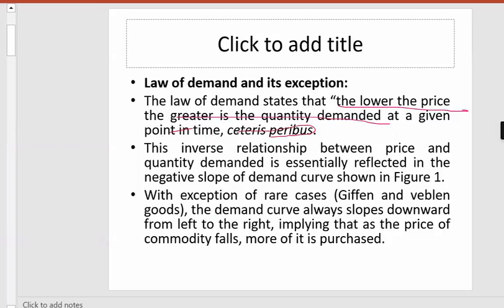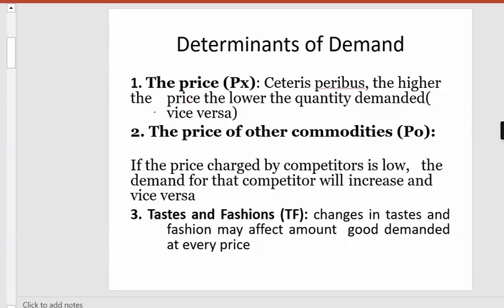That's how it is, ceteris paribus. If you hold other factors constant, price can affect demand. But if you don't hold the other factors constant, there are other factors that can affect demand. Tuliziona. For example, the price of other commodities, for substitute goods or for your competitor.